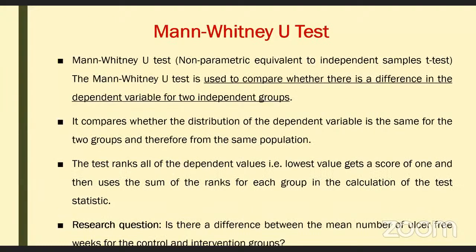Mann-Whitney test is equal to the unpaired t-test. Mann-Whitney U-test is similar to the unpaired t-test. The unpaired t-test is applied as a parametric test to find out the difference between 2 groups. In the same way, the Mann-Whitney test is a non-parametric test to find the difference in the dependent variable between 2 independent groups. It compares whether the distribution of the dependent variable is the same for the 2 groups, and therefore for the same population or not. I hope you have understood.